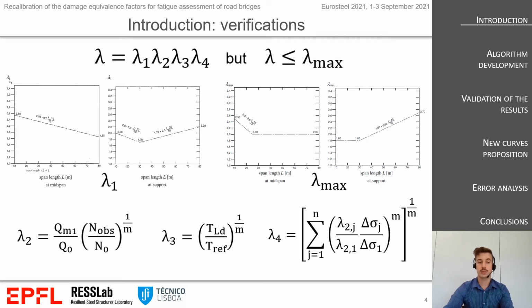Lambda 2 is given by the volume of traffic. It depends on the number of vehicles and the average vehicle weight. Lambda 3 depends on the bridge life, and the time of reference is 100 years. And finally, lambda 4 depends on the traffic on multiple lanes.